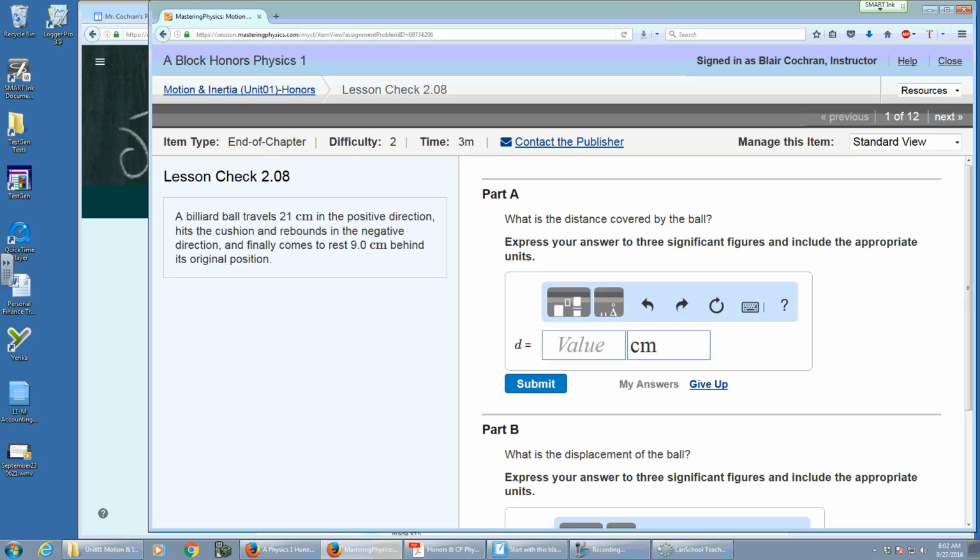All right, so we're starting with question number 1. In the package, that was the most requested. A billiard ball travels 21 centimeters in the positive direction, hits the cushion, rebounds in the negative direction, and finally comes to rest 9 centimeters behind the original position. What's the distance and what is the displacement of the ball?